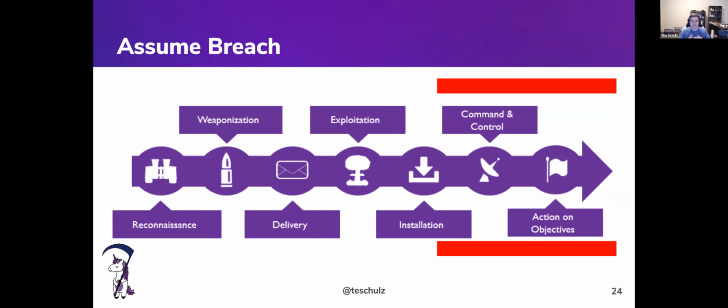So as far as recon, weaponization, delivery, exploitation, all of that stuff is good. You can do purple teams on that. A lot of times teams are doing phishing email tests or other things to test different parts of this kill chain.